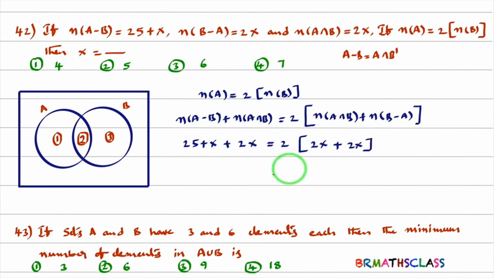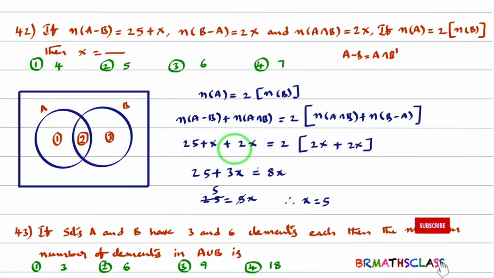If we simplify this, then we will get the value of x. See here, 25 plus x plus 2x is 3x, equal to 2x plus 2x is 4x. 4x into 2 is 8x. So here 25 equals 8x minus 3x. What is 8x minus 3x? It is 5x. This 5 in this 25, how many times? 5 times. Therefore, x equals 5. Here they are asking the value of x. We got x is 5. So what is the right option? Second option is the right option.